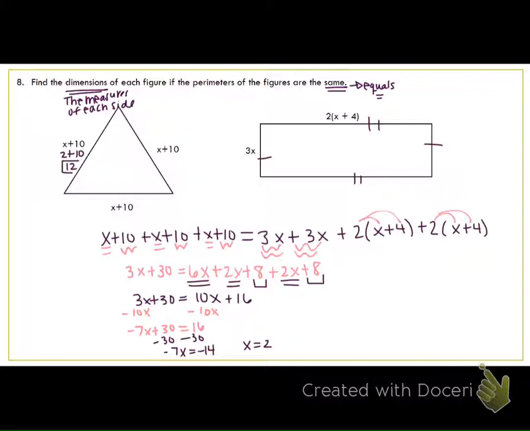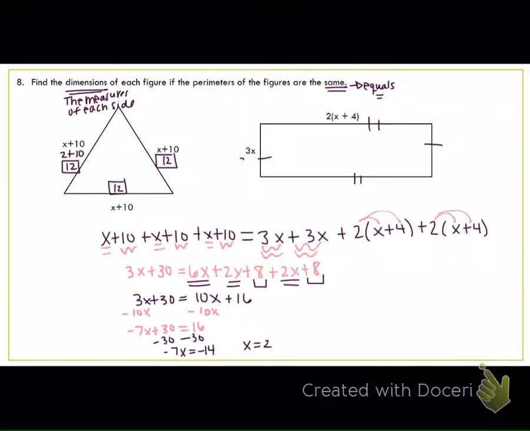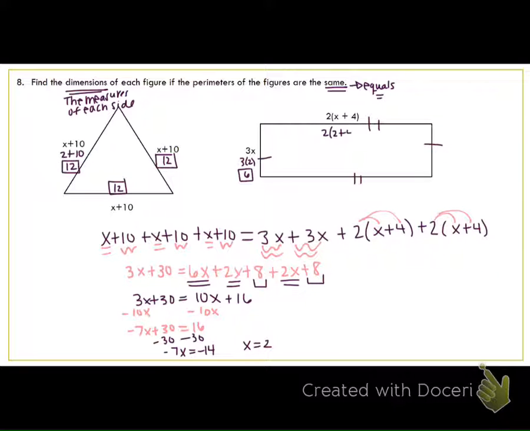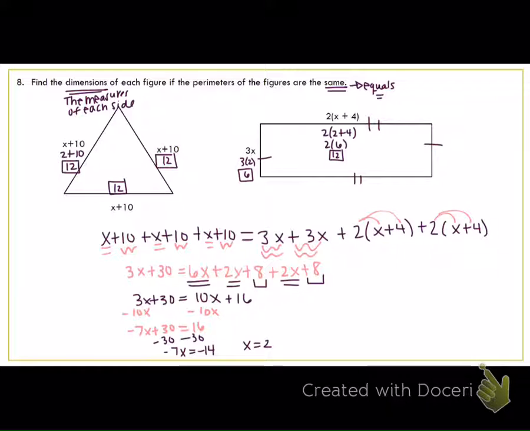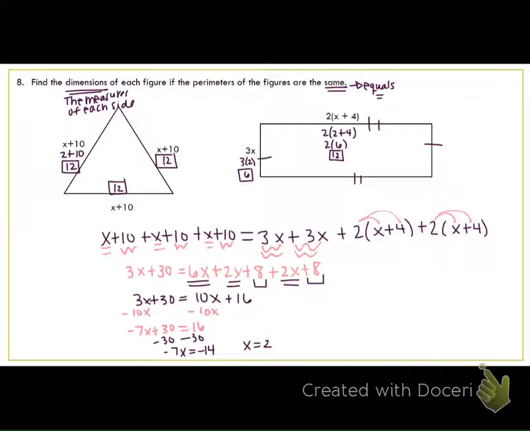So these are all 12. Three times 2 is 6. And then 2 times the quantity 2 plus 4 is 2 times 6, which is 12. So does that make sense? 12 plus 12 plus 12 is 36. 12 and 12 is 24. 6 is 30, plus another 6 is 36. So are the perimeters the same? Yep. So we are good there.